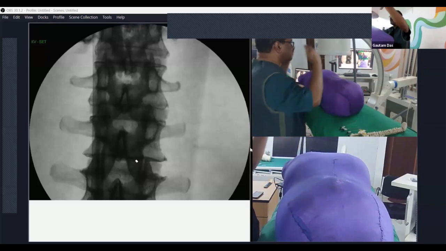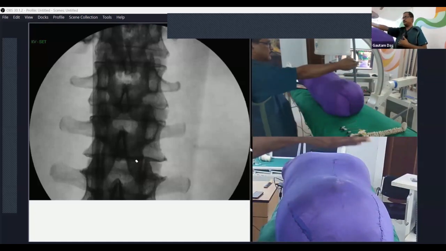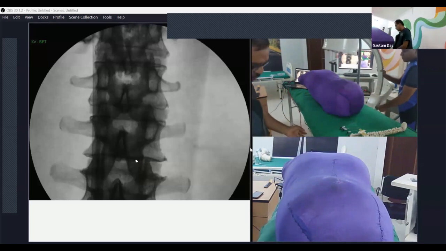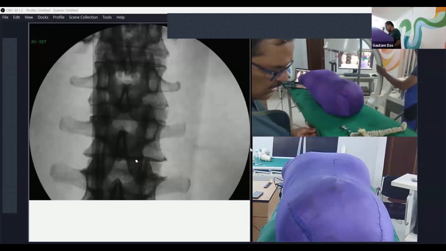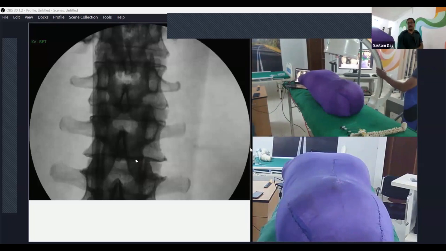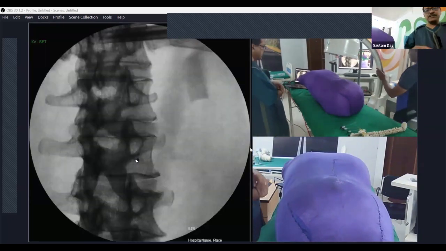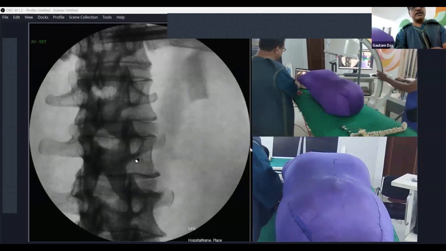After that, we are making it oblique. So oblique. How much oblique? Till the facet joint is opening up nicely, or you are able to appreciate a very nice Scottish dog. You see, now we can appreciate a very nice Scottish dog in the image I was talking about.